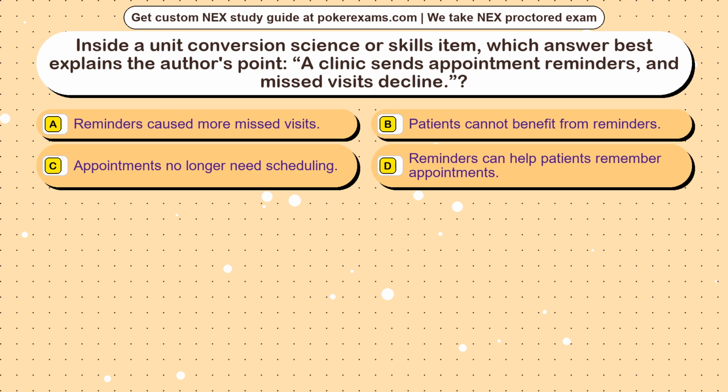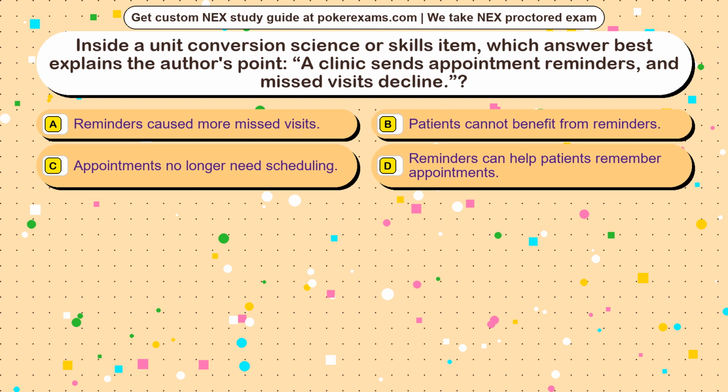Question 24. Inside a unit conversion science or skills item, which answer best explains the author's point? A clinic sends appointment reminders, and missed visits decline. Option A, reminders caused more missed visits. Option B, patients cannot benefit from reminders. Option C, appointments no longer need scheduling. Option D, reminders can help patients remember appointments.